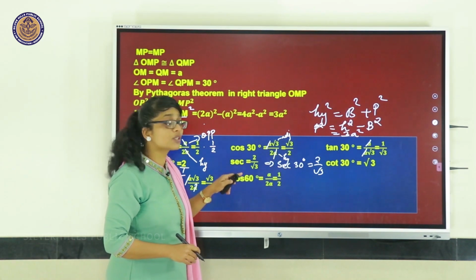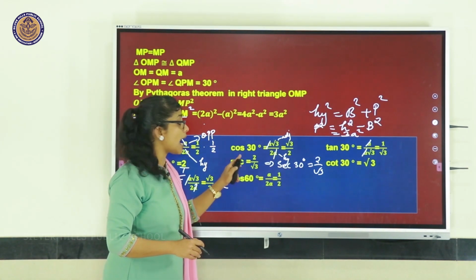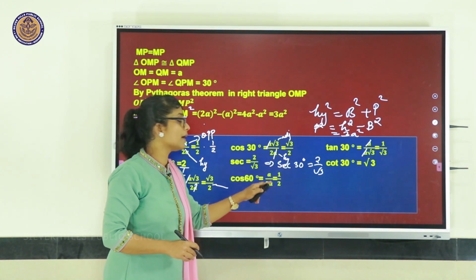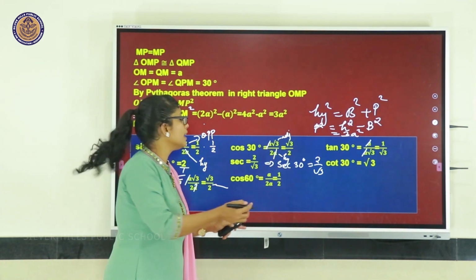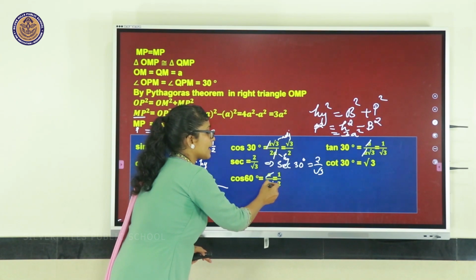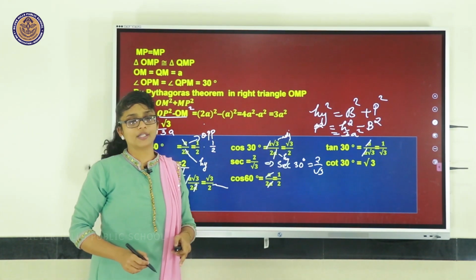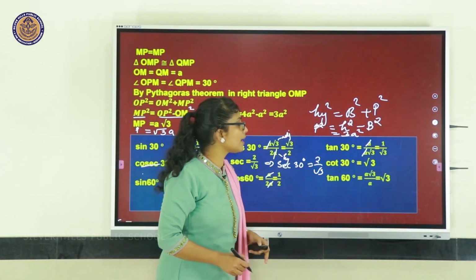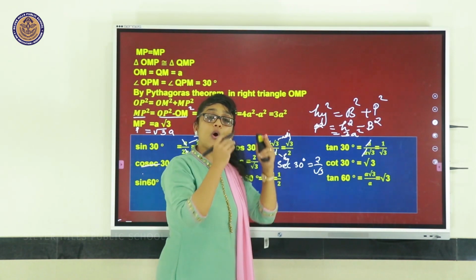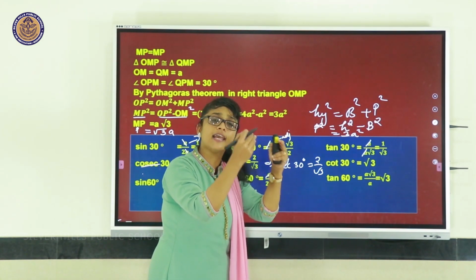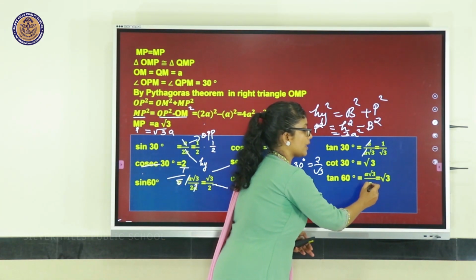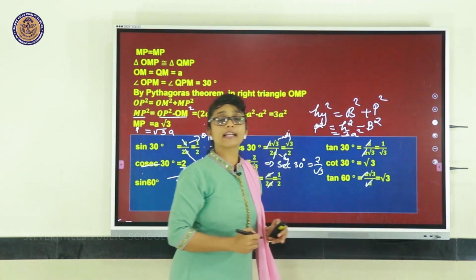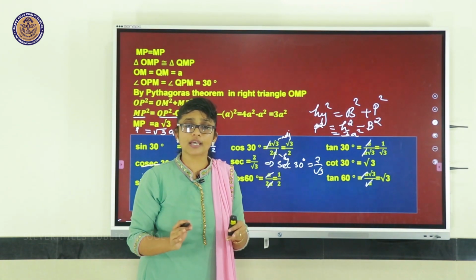And next one is cos 60, that is adjacent to angle 60 by hypotenuse. What is adjacent to angle 60? A cancel, it is 1 by 2. And the third one is tan 60, opposite to angle 60 by adjacent to angle 60, that is A root 3 by A, A cancel, then it is root 3.